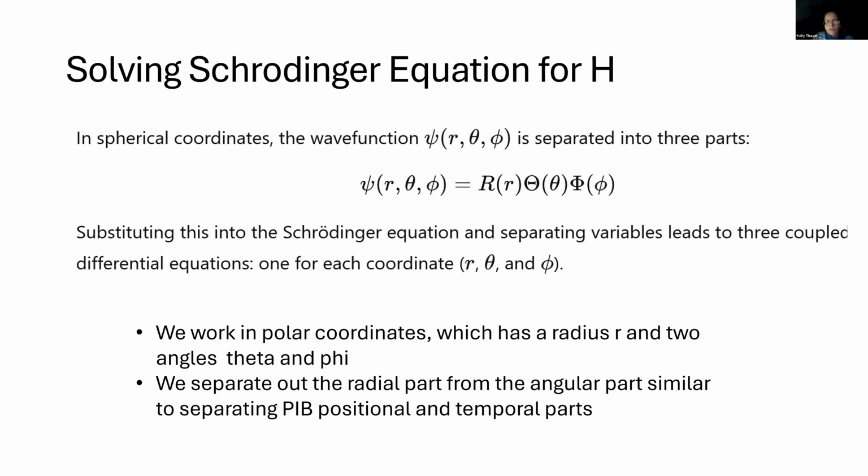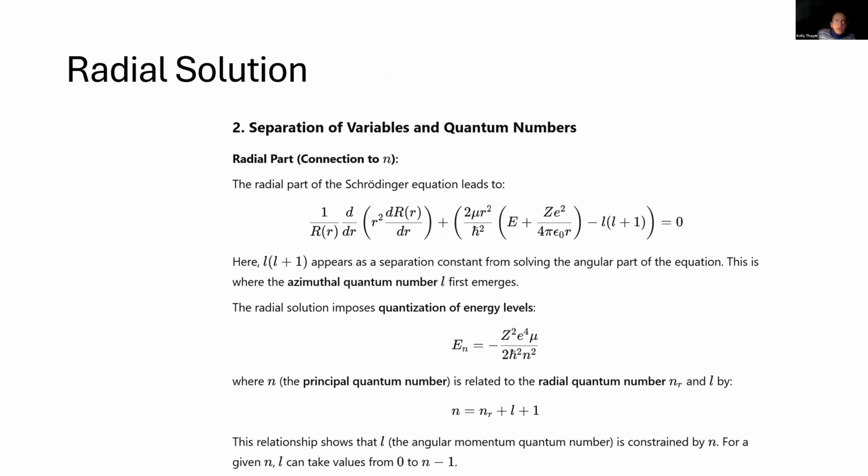The procedure for doing this is quite similar to the separation of variables that we had done before. Because we're working in polar coordinates, there is a radius and two angles, theta and phi, and we separate out the radial part from the angular part, similar to separating out the positional and temporal parts. Here's what the radial solution looks like. We have the separation of variables and the quantum numbers. The radial part of the Schrödinger equation is going to lead to these equations here.